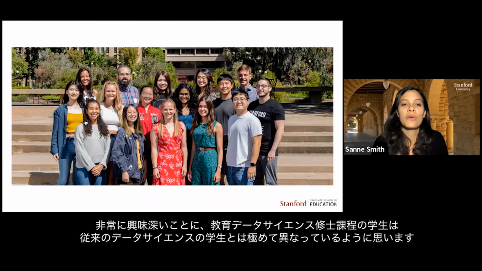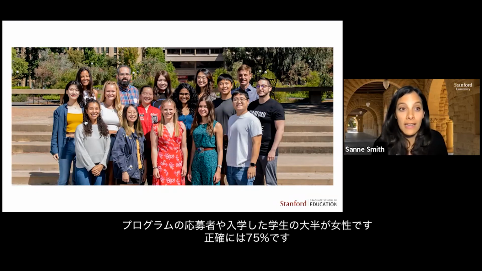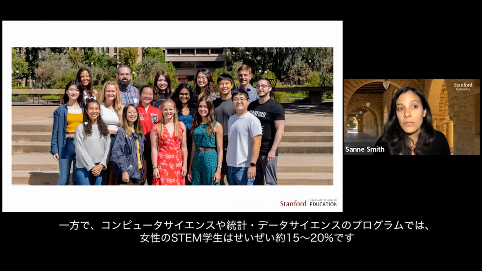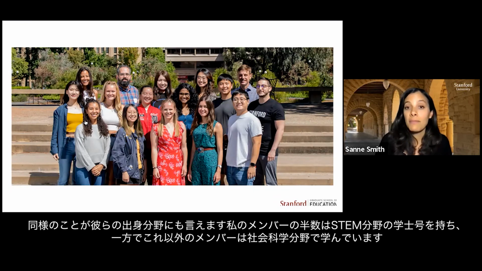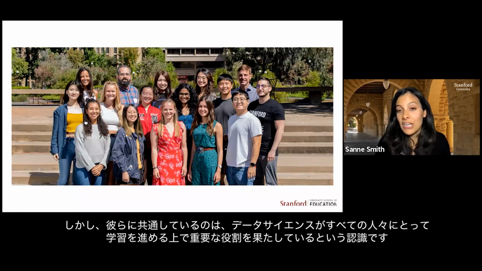What's really interesting also is that the EDS MS students seem to be really different from traditional data science students. The majority of applicants and admitted students identify as women, 75% to be precise, whereas programs in computer science, statistics and data science draw about 15 to 20% female students. So we're drawing a much more diverse crowd. Same goes for where they're from. Half of my cohort has an undergraduate degree in a STEM field, whereas others are trained in the social sciences. But what they share is the realization that data science has an important role to play in advancing learning for all.